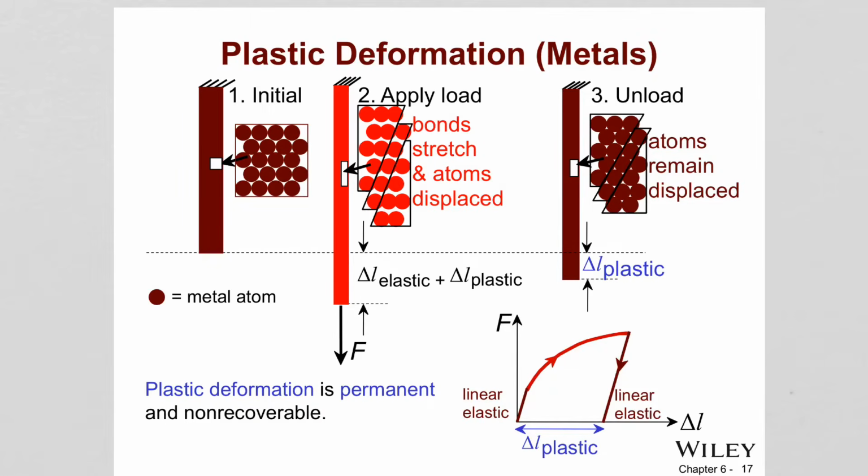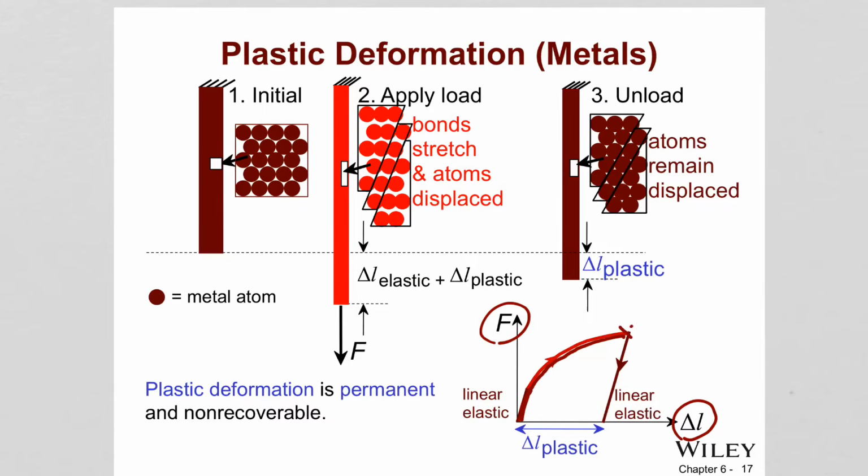So plastic deformation is, as I said, permanent and non-recoverable, right? So you can see here the force and this change in shape. You can see the linear elastic region here, and then the plastic is non-linear. You see now how force and change in the length are related. It's not a linear relationship, it's non-linear.